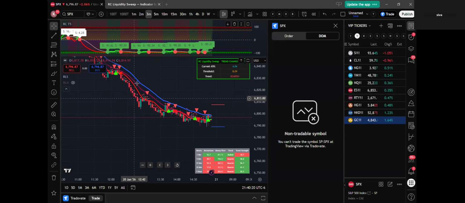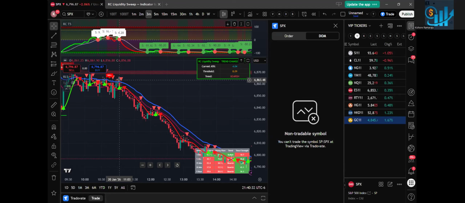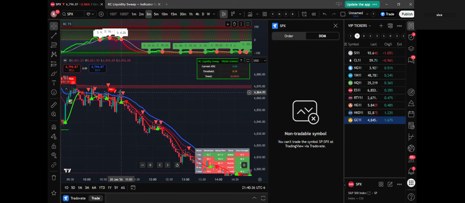Whenever it dropped, then there is a re-entry, a pullback basically, and you can re-enter. Basically, if you miss the previous opportunities, you have a lot of other opportunities to enter. So it dropped, you got a pullback.